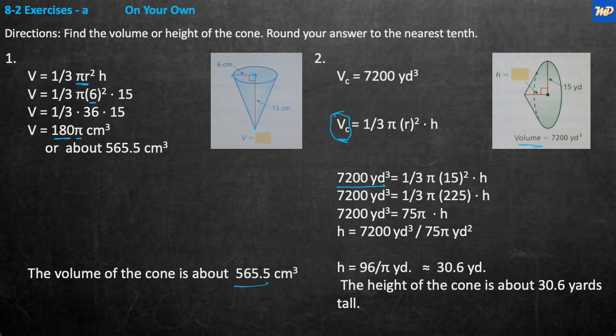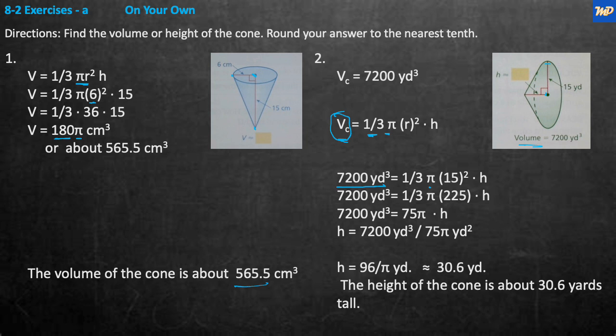Times 1/3. 1/3 times pi times 15 squared. Here's r squared. 15 squared. Here's the radius from right here to right here. That's the radius, 15. We square it and multiply by h, and that's what we're looking for, the height. So 7,200 yards cubed is equal to 1/3 times pi times 225, because 15 squared is 225.